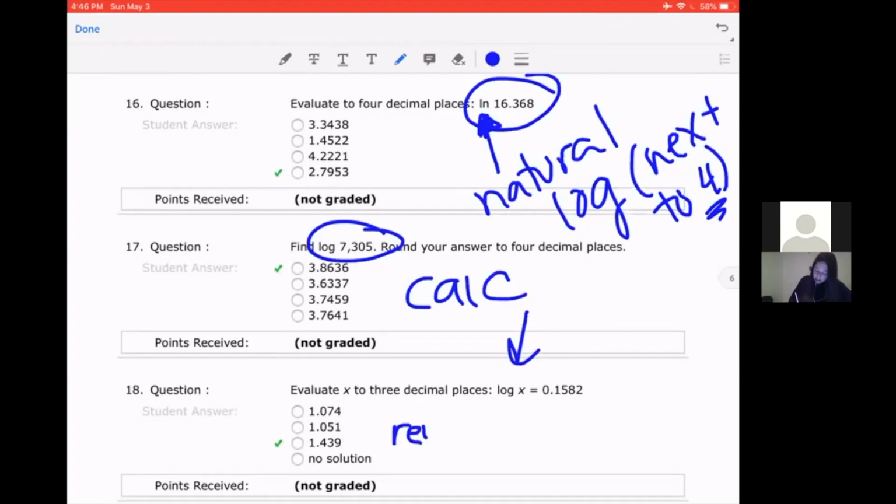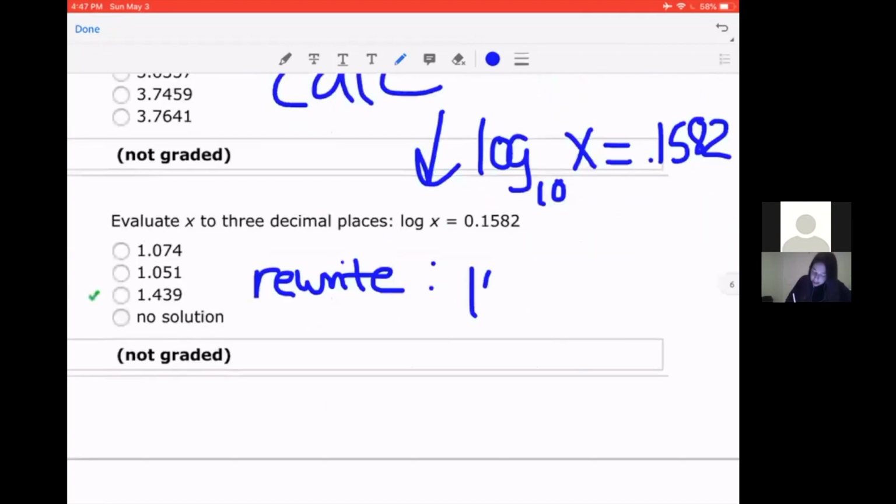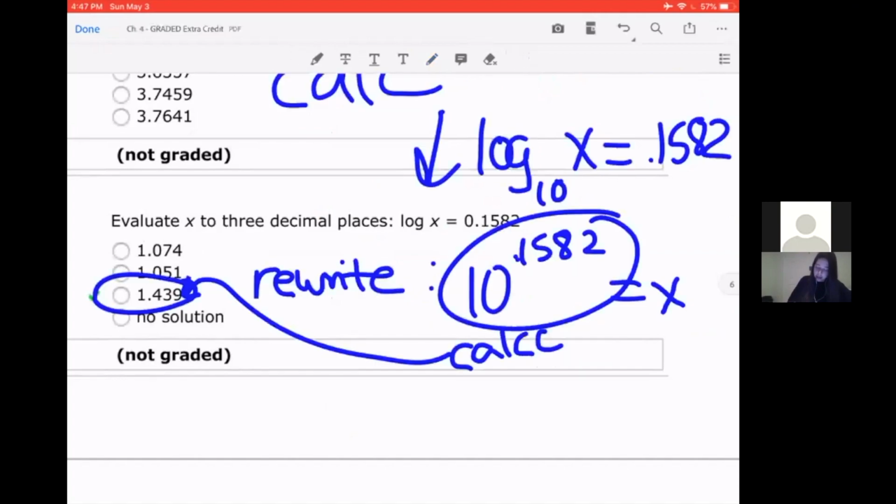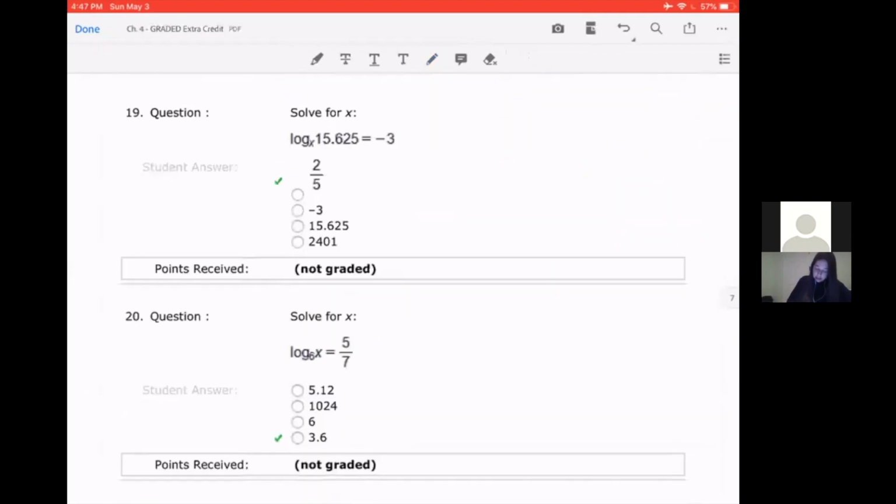What you have to do is rewrite it. Remember, default base for the log is 10. So really, we're saying log base 10 of x equals 0.1582. So to rewrite it, I would put 10 to the power of 0.1582 equals x. So then you can just put this right into the calculator to find your answer for x. Okay, guys? So there's 18.